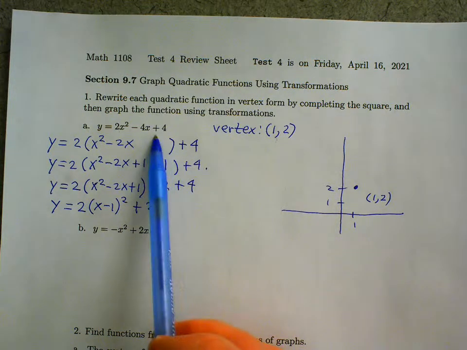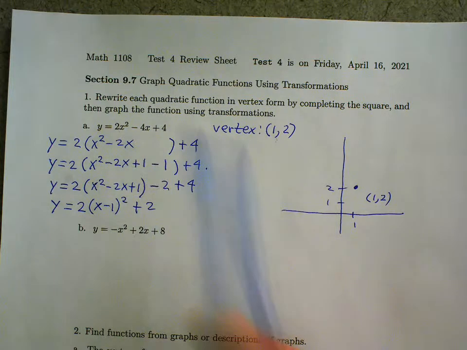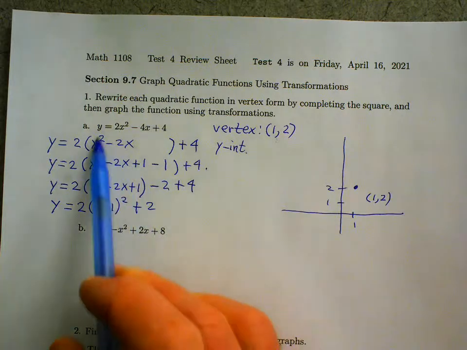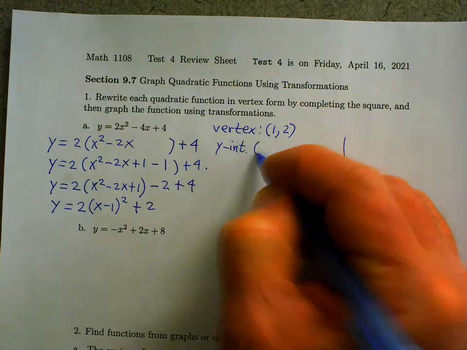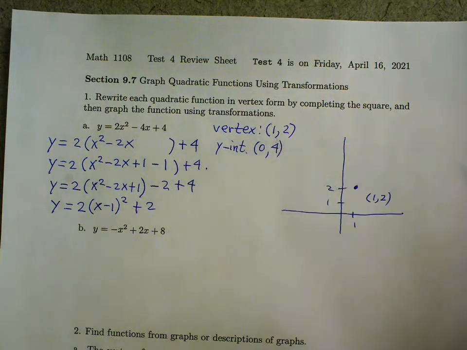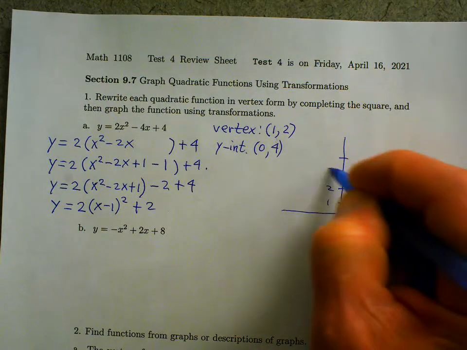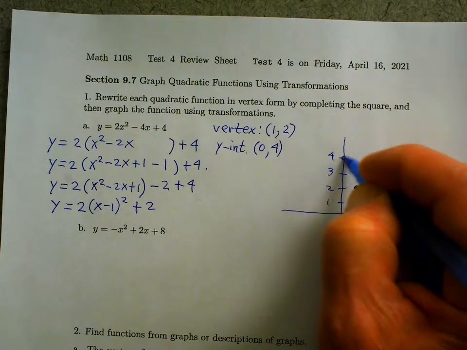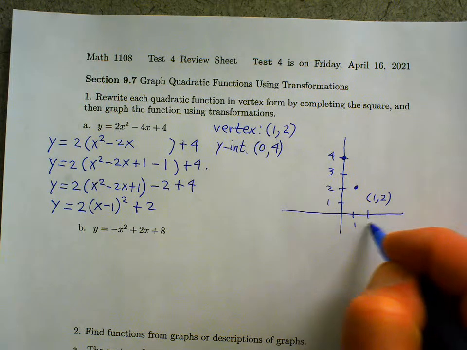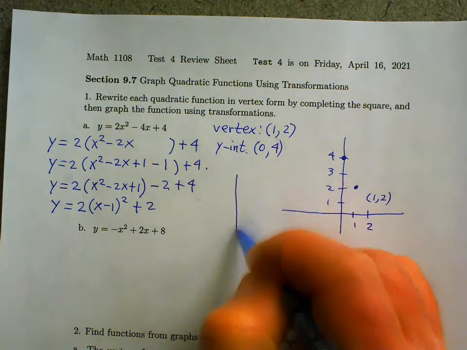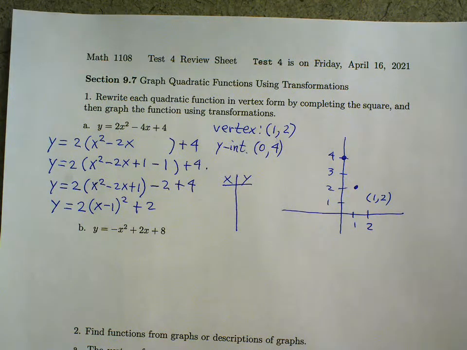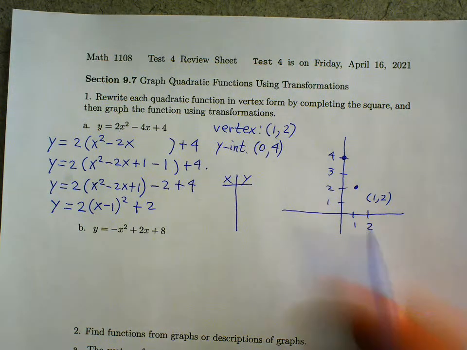We can identify what the y-intercept is. There will always be a y-intercept. When x is 0, the y-coordinate is 4. So there's the y-intercept. And we'll get one more ordered pair, and that will be enough to sketch our graph of the parabola. So I'll pick x to be 2.